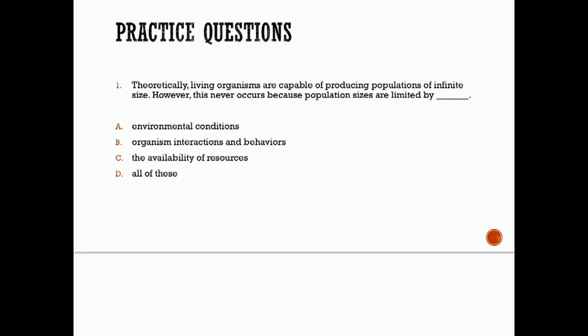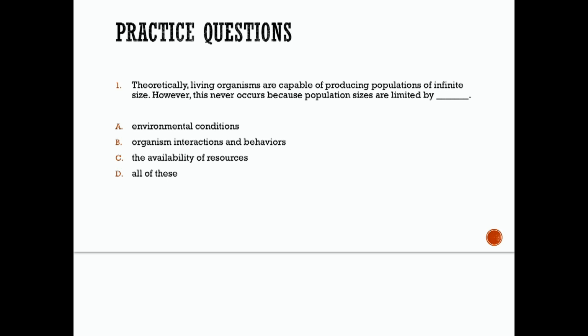Practice questions. All right, number 1. Theoretically, living organisms are capable of producing populations of infinite size. However, this never occurs because population sizes are limited by what? So pause this and look it over. All right, even though living organisms are capable of producing populations of infinite size, they are ultimately limited by organism interactions and behaviors like cooperation and competition.